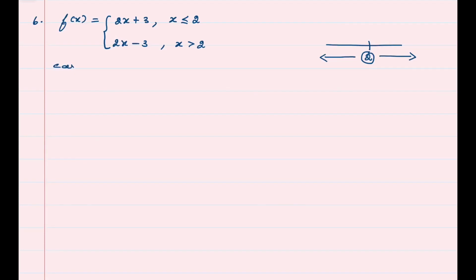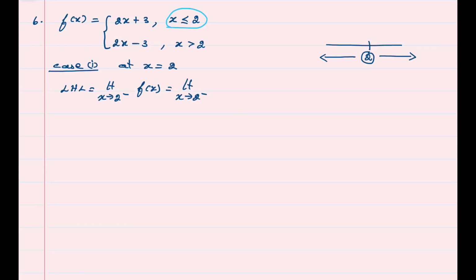Case 1, we will check at x equals 2. LHL will be limit extending to 2 minus f of x. For 2 minus, we will use less than or equal to 2 definition, which is 2x plus 3, which is a polynomial. Direct substitution of the limit value gives 4 plus 3, which is 7.